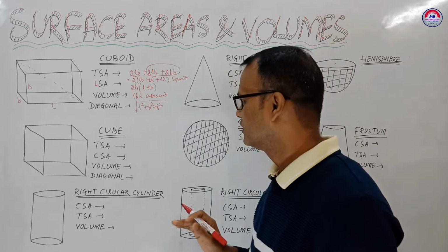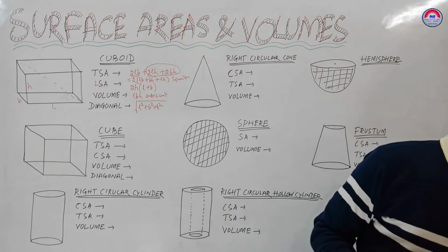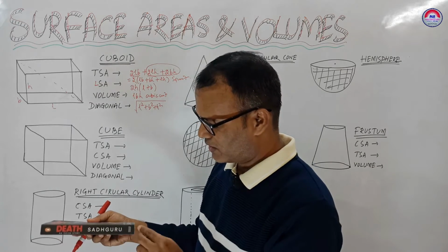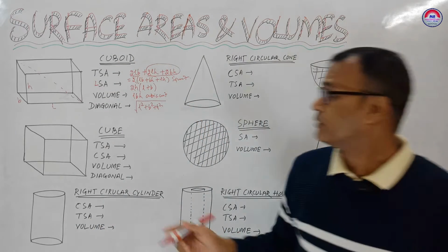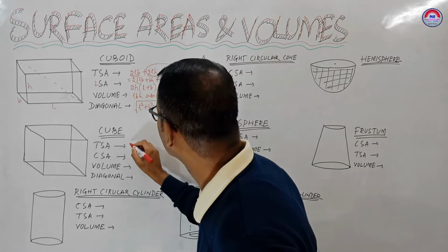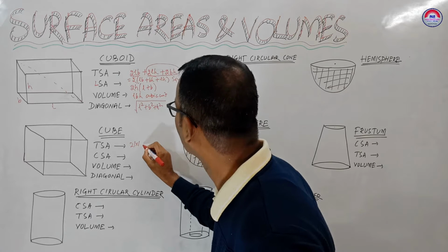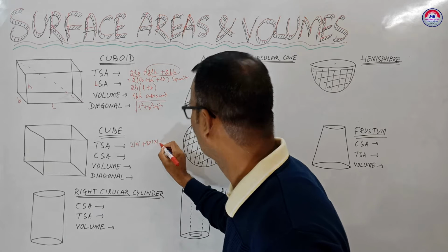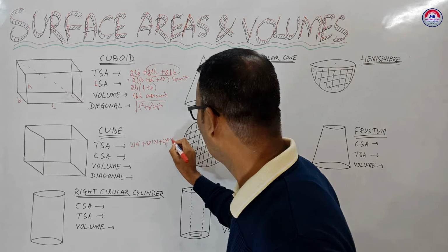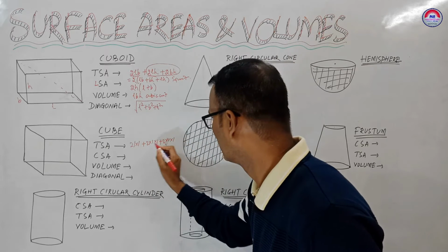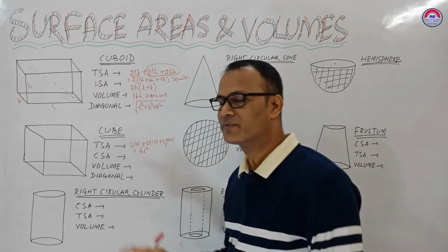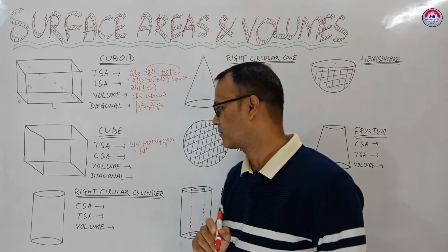Similarly, we can find for the cube. In a cube, all the faces and all the edges are equal. If all edges are equal, in place of L, B, H, we can write only L. So the formula becomes 2L into L plus 2L into L plus 2L into L, which is 6 L square, in square unit. So the total surface area of a cube is 6L square.